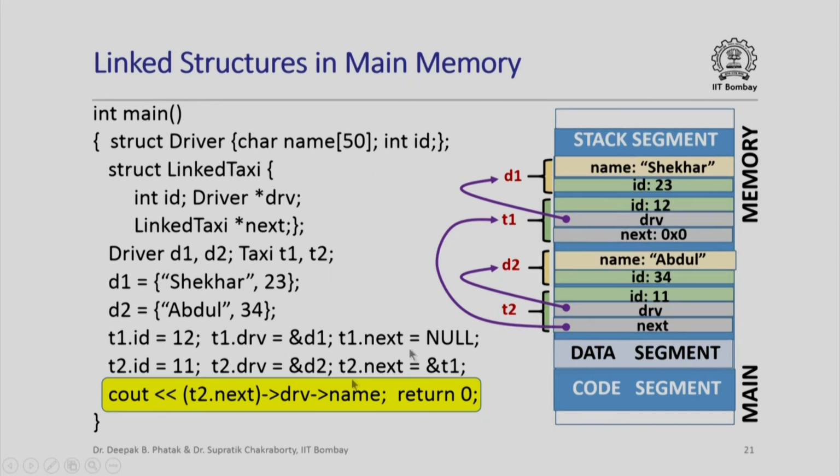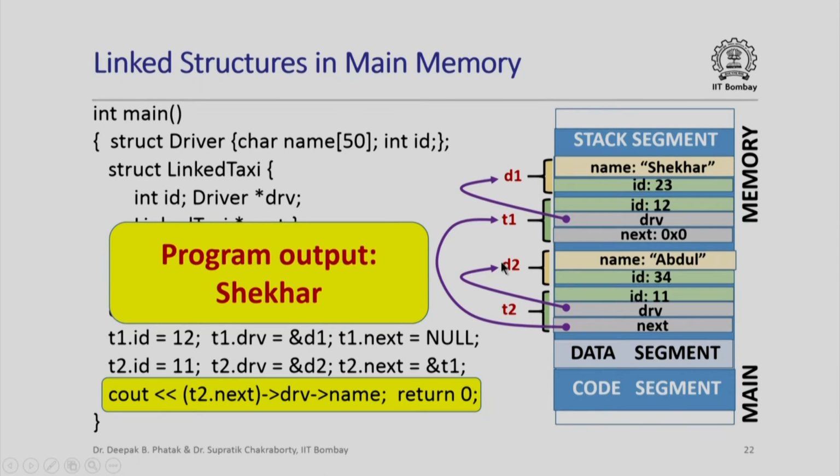So because of this arrow operator, we will have to go to the object that that pointer points to, and we have to access the name field of that object, and there we get the string Shekhar, and therefore the output of this program is going to be Shekhar.